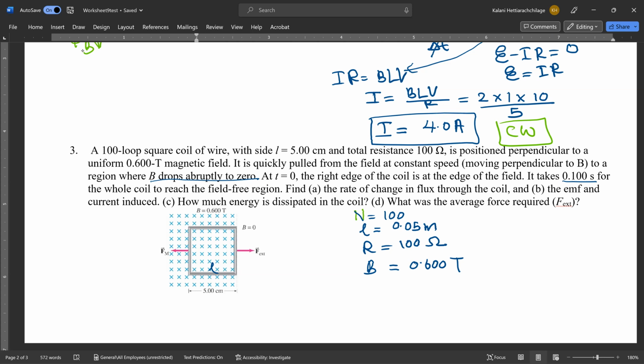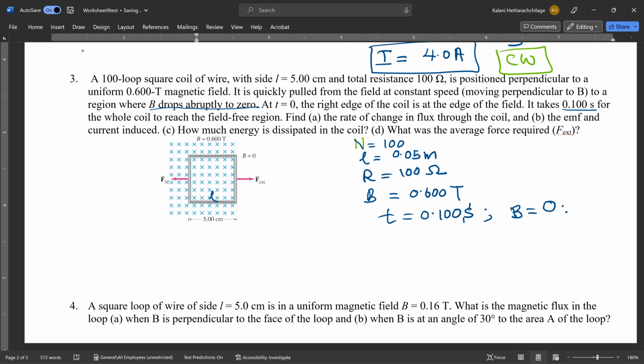So now find A. According to this information, you can see that you have a magnetic field at time equal 0, the coil is inside the magnetic field. At time equal 0.100, that will be your magnetic field 0. At that time, the coil is basically outside, right? So now let's see what we can do in here.